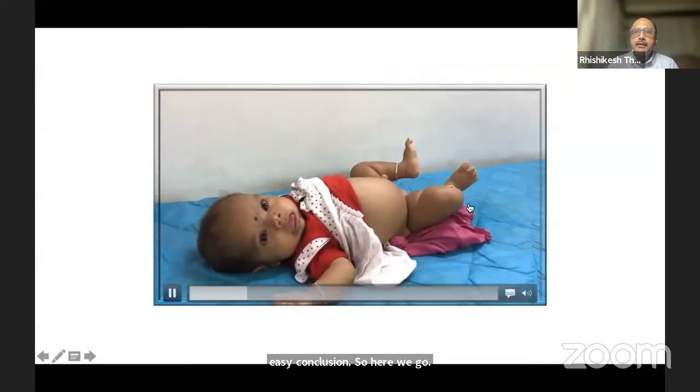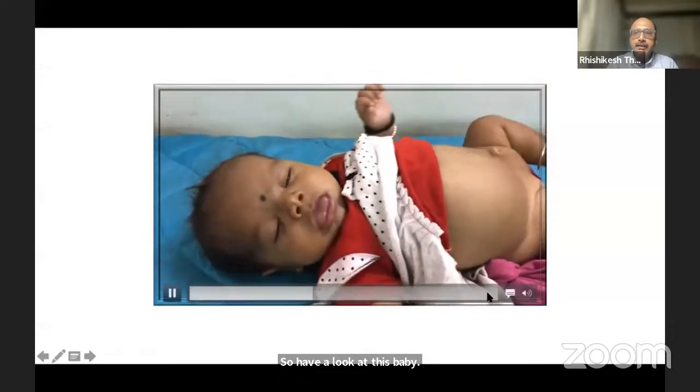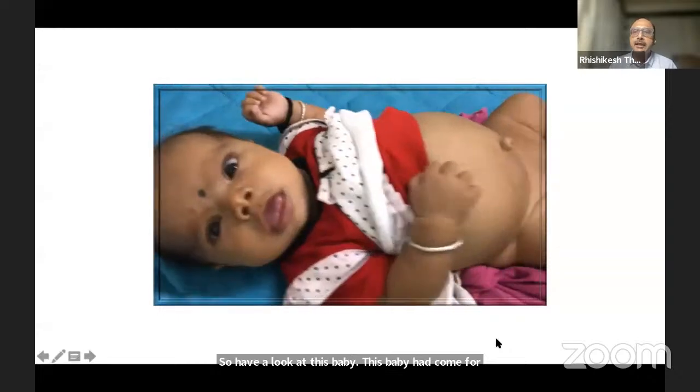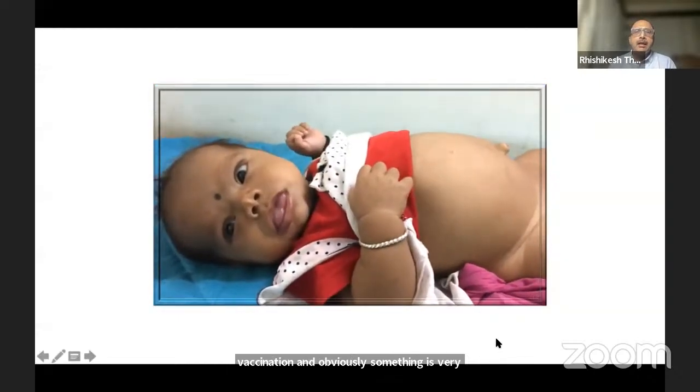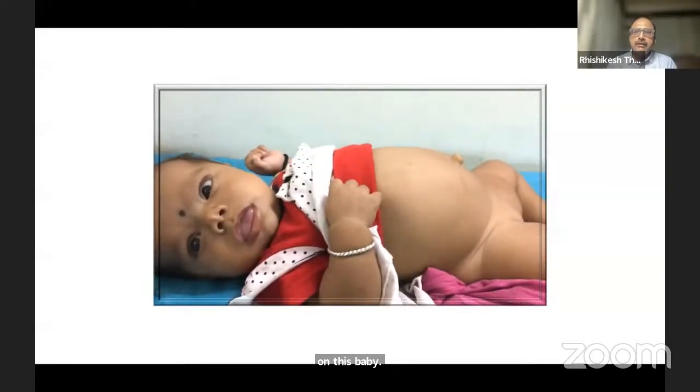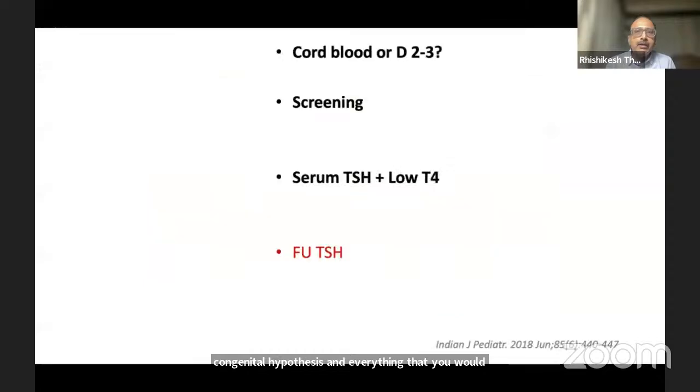This baby had come for vaccination, and obviously something is very startling on this baby. Those of you who have made a clinical diagnosis, I would say you belong to the older generation of pediatricians. And those of you who didn't make this diagnosis, I would congratulate them, simply because in today's era, this should never ever be a clinical diagnosis. Once a clinical manifestation comes in, you have missed the boat, for irreversible brain damage has set in. So this always has to be a biochemical diagnosis. And obviously, what is staring here is a baby with congenital hypothyroidism, and everything that you would want is there, which would be diagnostic for this baby.